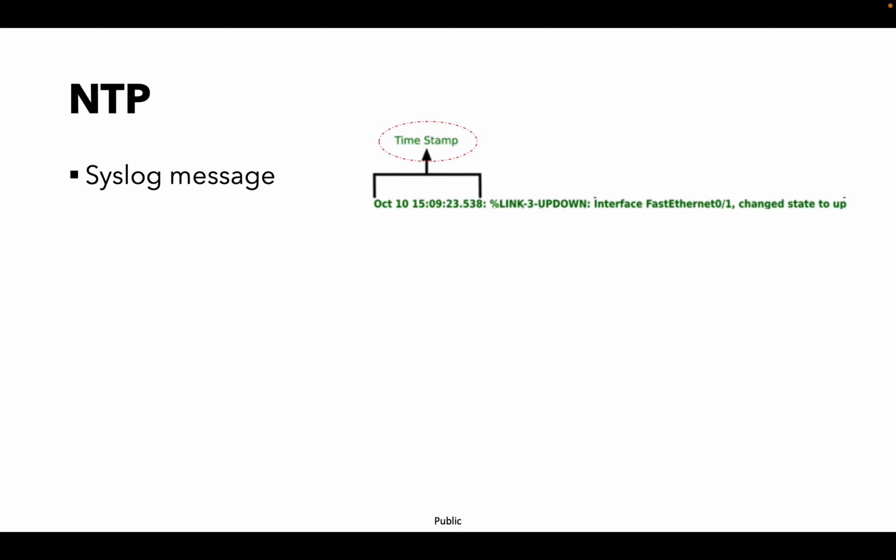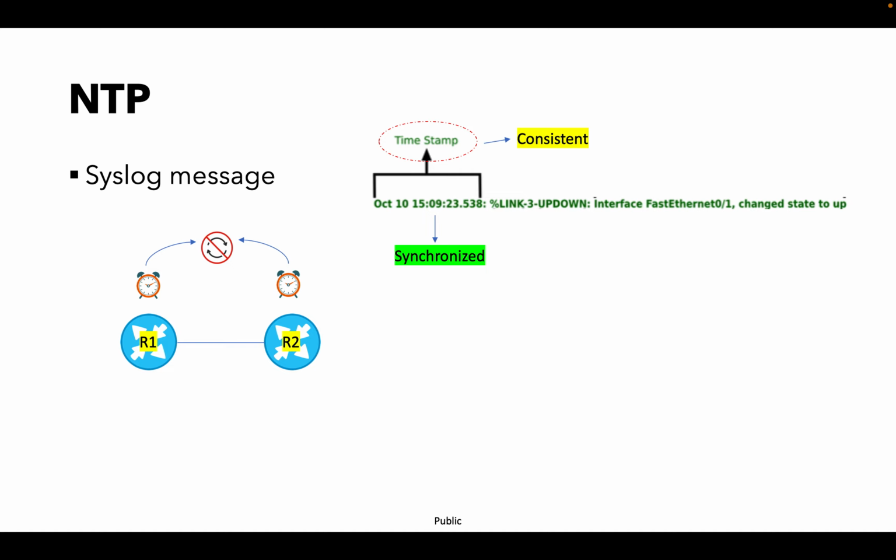But how do you make sure the timestamps are consistent and clocks are synchronized? Let's say I have two routers, R1 and R2, connected directly, and the clock is unfortunately not synchronized between the two devices. Then you have a connectivity issue. The link between R1 and R2 goes down.